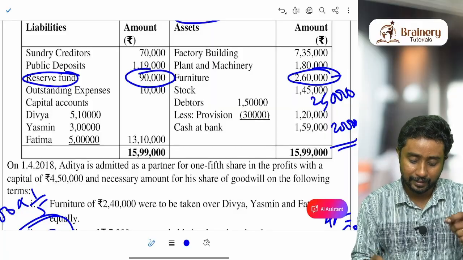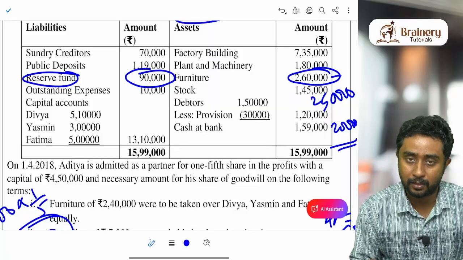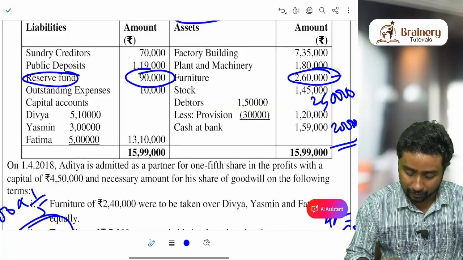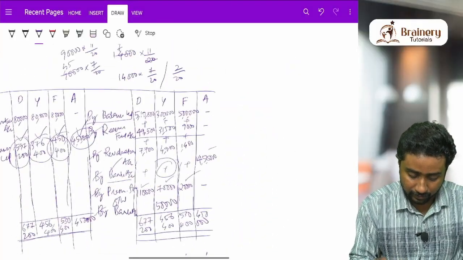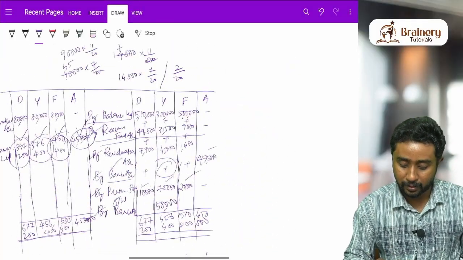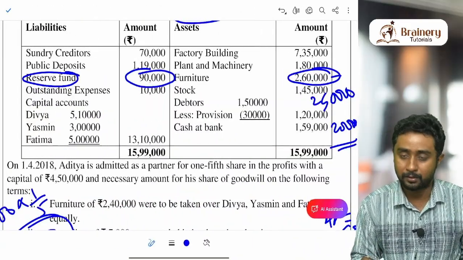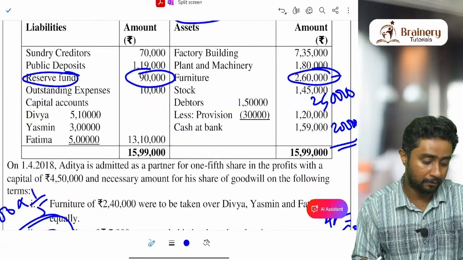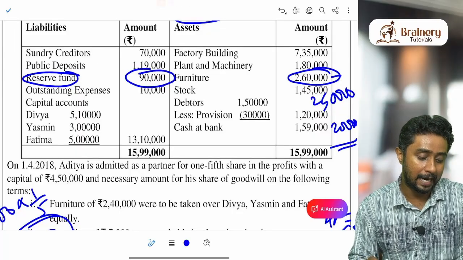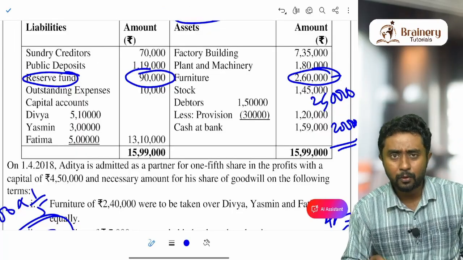Obviously, reserve is something that we already distributed to the partners. In the credit side, we have already returned reserve fund, right? In the capital account, we have already returned reserves. So here you can see reserve fund is mentioned. That is the reason why once it is already given, there is no value to it, right? It's already gone. So that is why we are not recording it. Okay, I just added it for your information.